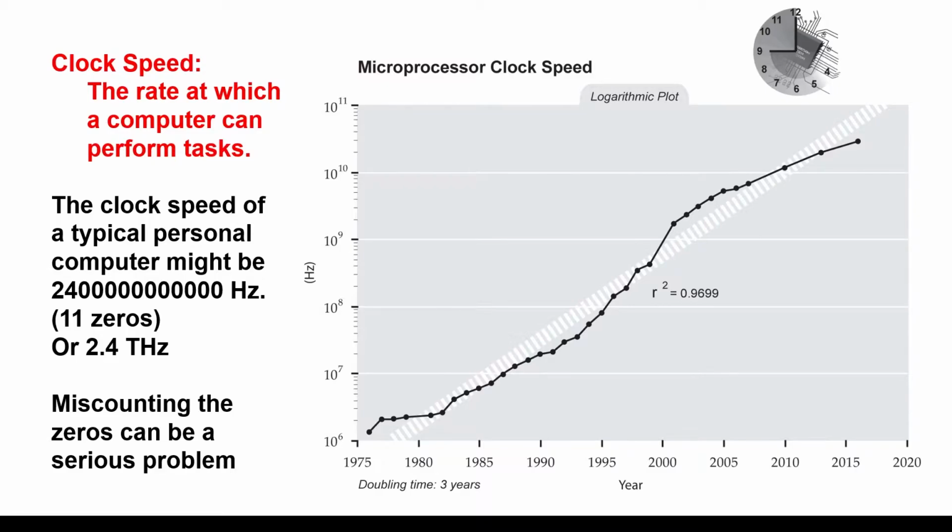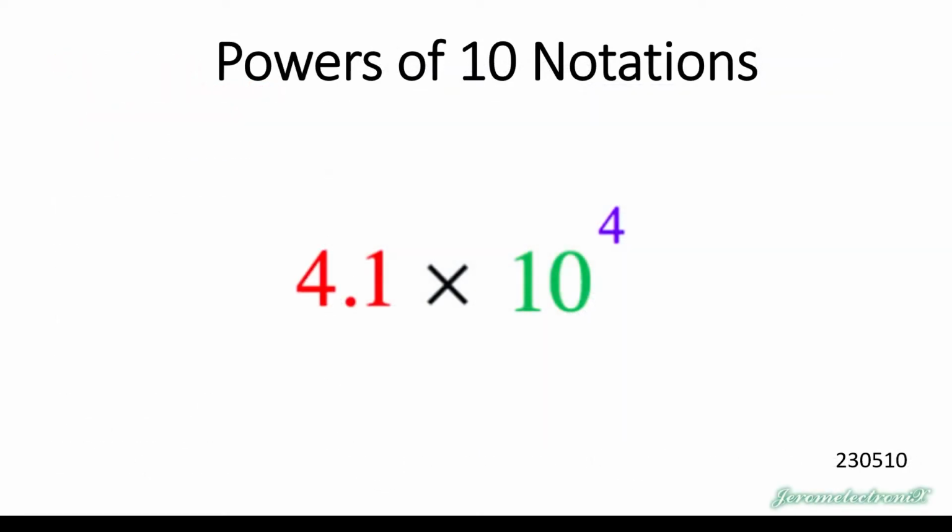Miscounting the zeros can be a serious problem, so it's one reason that we use powers of 10 notation. But another reason is that powers of 10 notation is much simpler to read, to understand, and to do math with. So in your worksheet, you have this image, and it needs to be labeled.